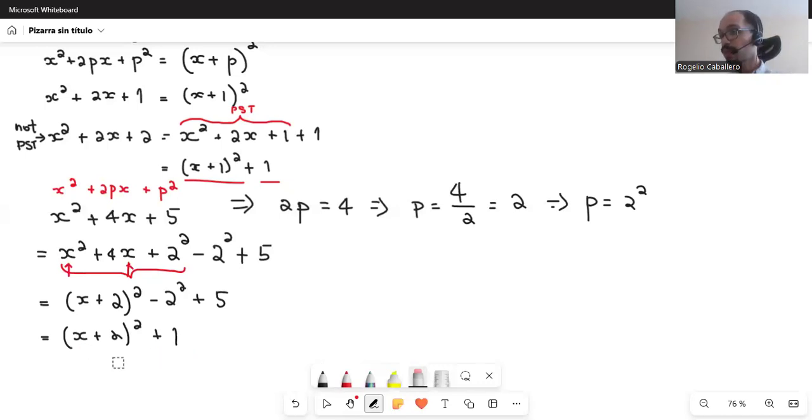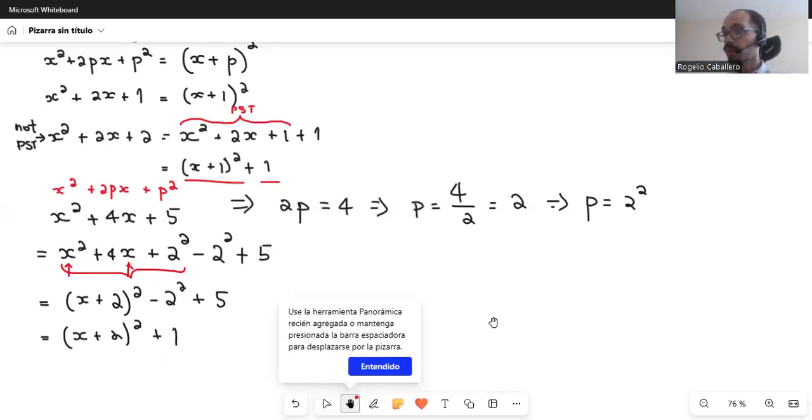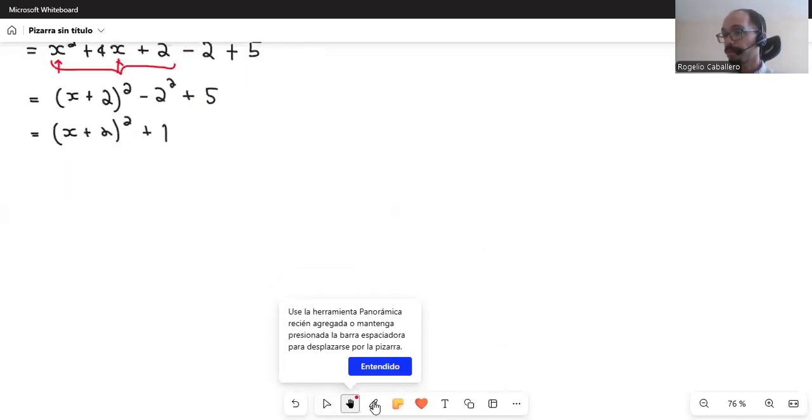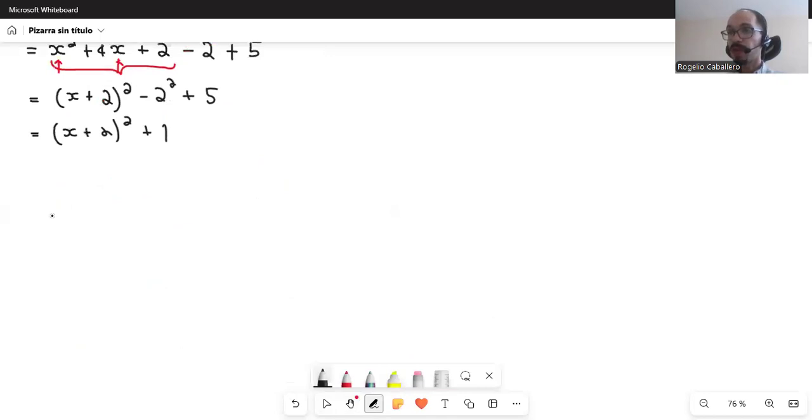Let's see another example. Now we're going to have this trinomial: x squared plus 3x plus 5. Again, this is not a perfect square trinomial.